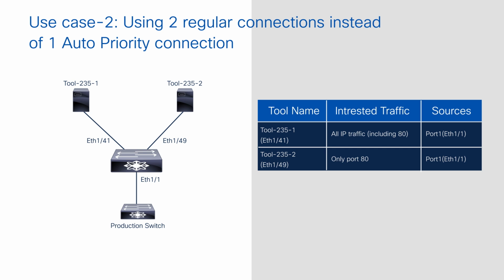As we initially discussed, the sources are common, which is Ethernet 1/1. The filters are overlapping. Here, the first tool needs all the IP traffic, and all IP traffic is inclusive of port 80 as well. The second tool just needs port 80 traffic, and the tools are different. So this is the perfect use case for creating auto priority connections.